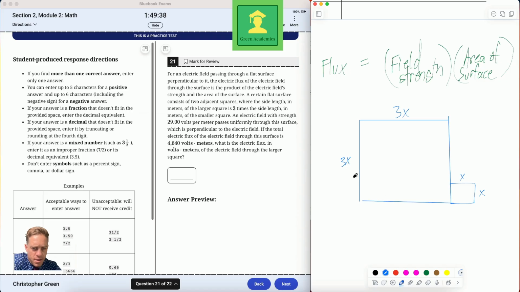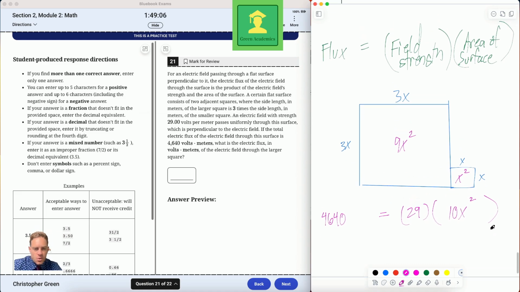So I think, let me try to apply the numbers that they're giving. The strength is 29. So they're saying the instance of this being applied is the strength is 29, and you get that this is this out here when you do 29 times the area of the surface. Now, the area of the surface is the combined areas of the two squares, which is the 9x squared and the x squared. So this is 10x squared.